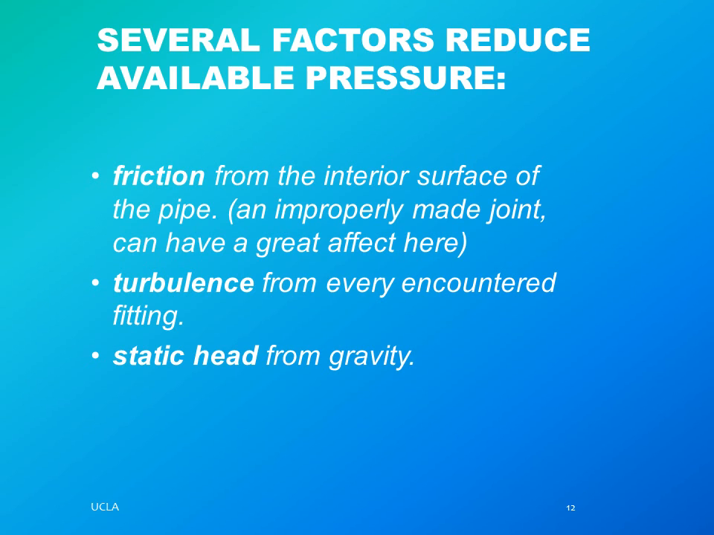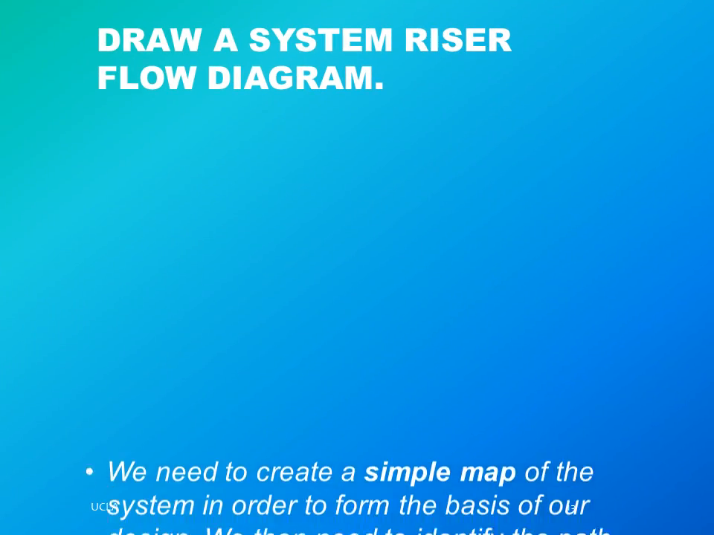Several factors reduce the available pressure. Friction from the interior surface of the pipe, and of course, any joints that are not made properly can have a great effect. Turbulence from every encountered fitting, which again increases if the joints aren't made correctly, and static head from gravity.